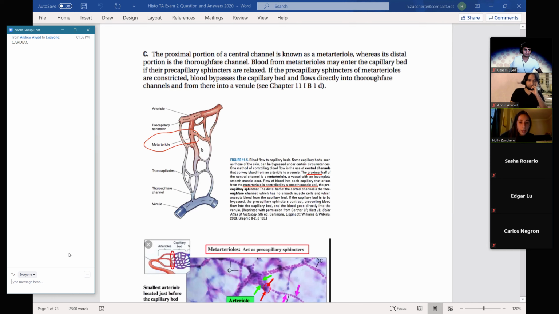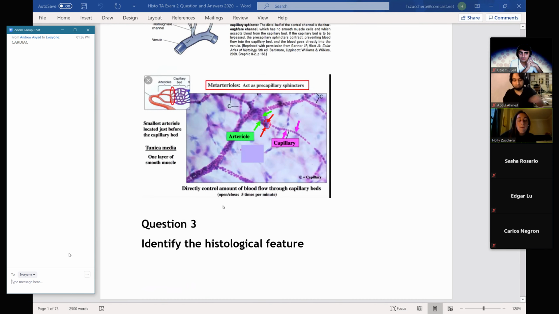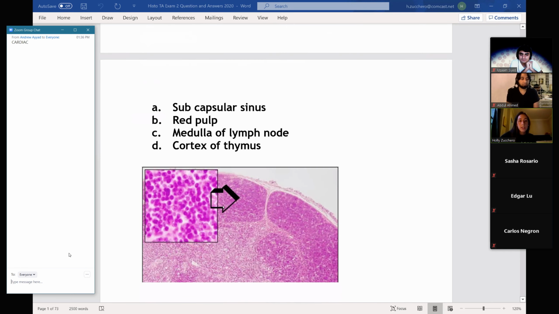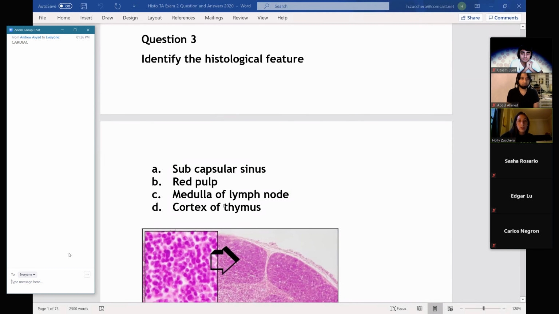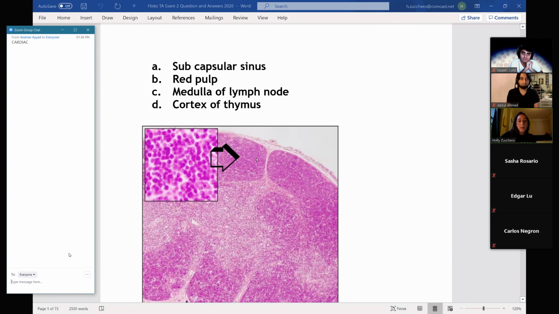So here it is right here. And then you can see right here is the precapillary sphincter. So the answer to this one would be that they possess precapillary sphincters. Are there any questions with that? Can you guys see this one okay? Identify the histological feature. So what is this arrow pointing to?